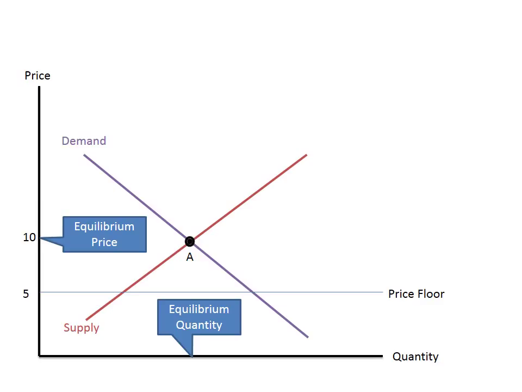Why don't you think of the answer before you hear mine? Okay, the effect of this price floor is nothing. The price floor is not binding. The price floor is saying the price cannot go below 5, but the market doesn't want to push the price below 5. So the equilibrium price will still be 10 and the equilibrium quantity will be the same. A price floor below the market price isn't binding and has no effect.